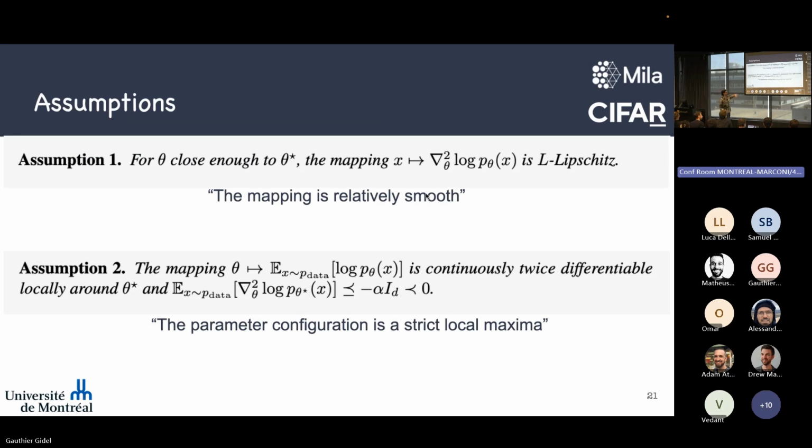So that's exactly the spirit of our assumptions. Some smoothness assumption, and also a regularity assumption with respect to the parameter, which basically says that the parameter we are looking for is at a strict local maxima. Otherwise, it's complicated to find it. It can be arbitrarily far from where we start.